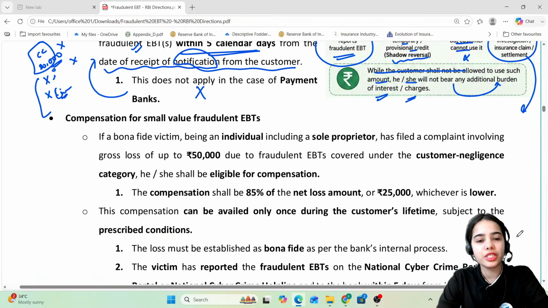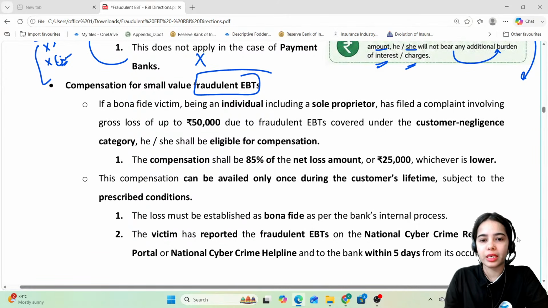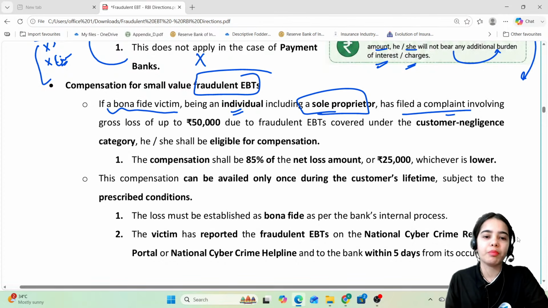Now, compensation for small value fraudulent EBTs. If a bona fide victim, that is, a genuine victim, being an individual, including a sole proprietor, has filed a complaint involving total loss up to 50,000.